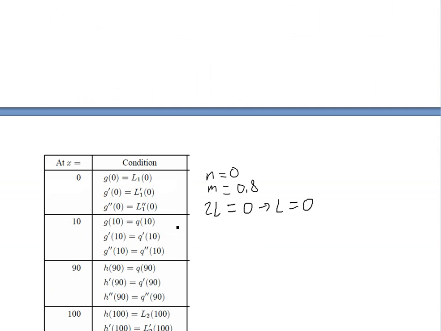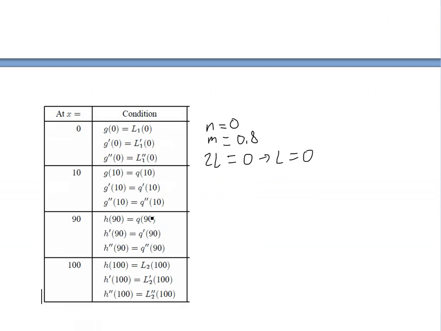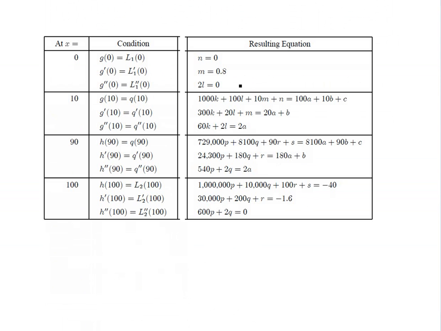If we continue this for every other equation, we will develop a system of equations. Here I have put these in a table. So there's n equals 0, m equals 0.8, 2l. I don't have the time to do all of these, but if you do this exact same thing with all the other equations, you get this, and we have a bunch of unknowns. So this solves question 2a.